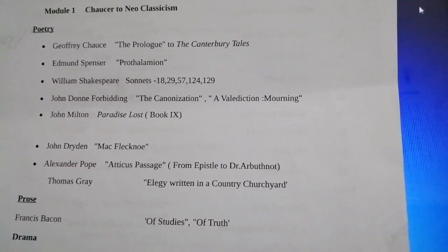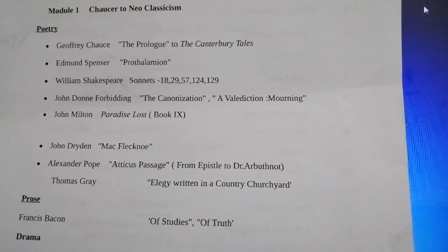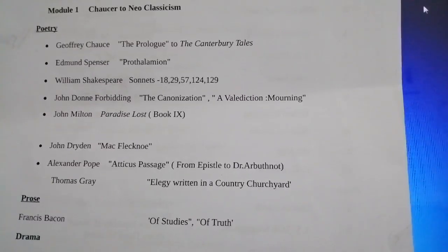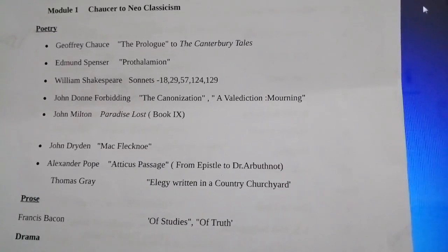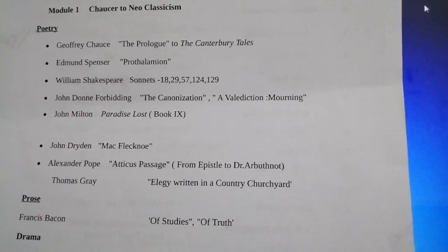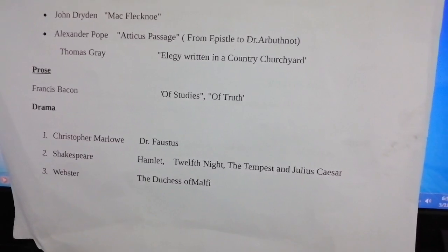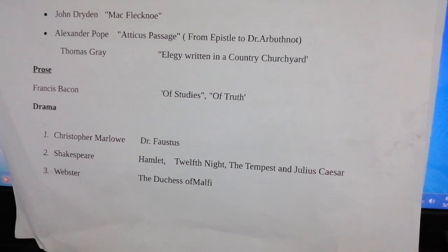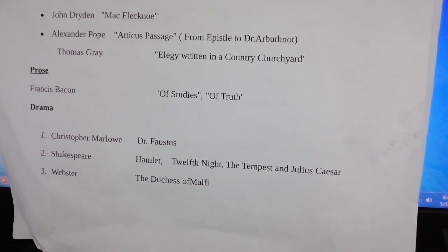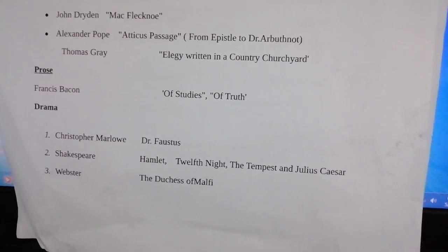Then John Dryden, Mac Flecknoe. Alexander Pope, the Atticus passage. And Thomas Gray, Elegy Written in a Country Churchyard. When we come to the prose section, Francis Bacon, Of Studies and Of Truth are included. And the third genre of literature is drama. Here the first drama is Christopher Marlowe's Doctor Faustus. Then William Shakespeare's Hamlet, Twelfth Night, The Tempest, and Julius Caesar.